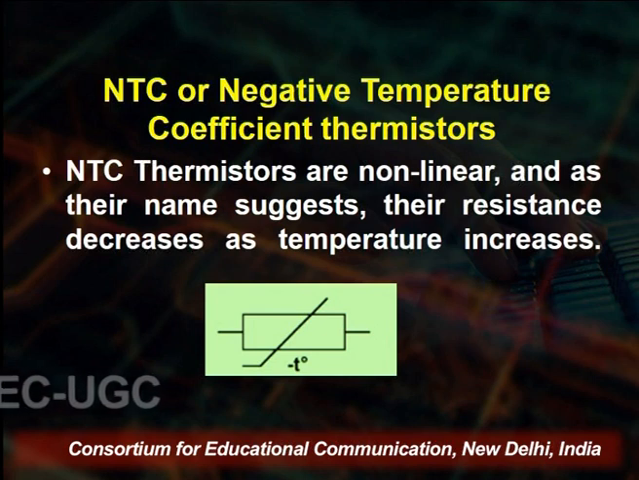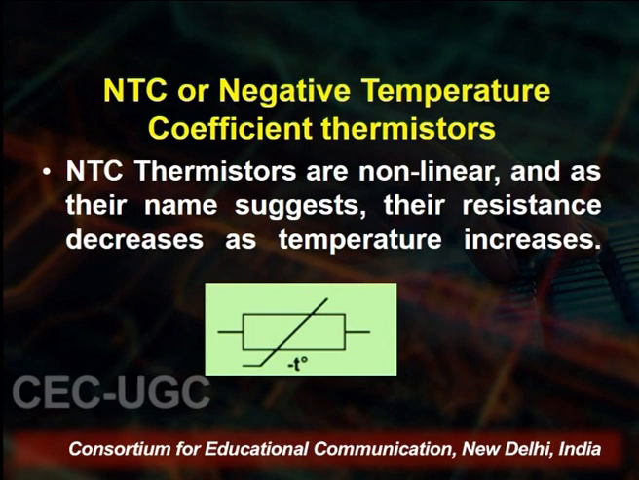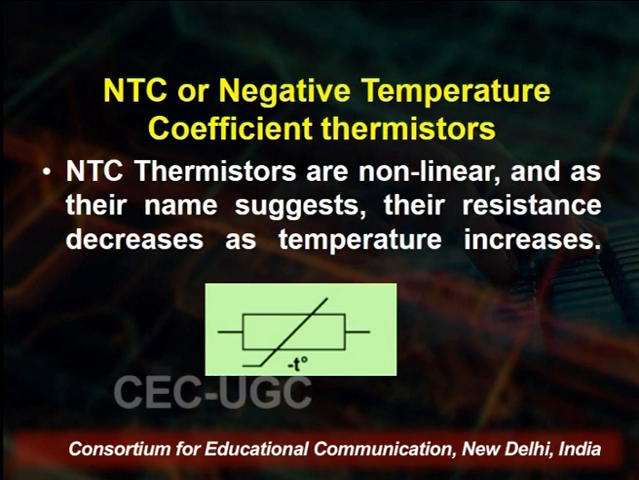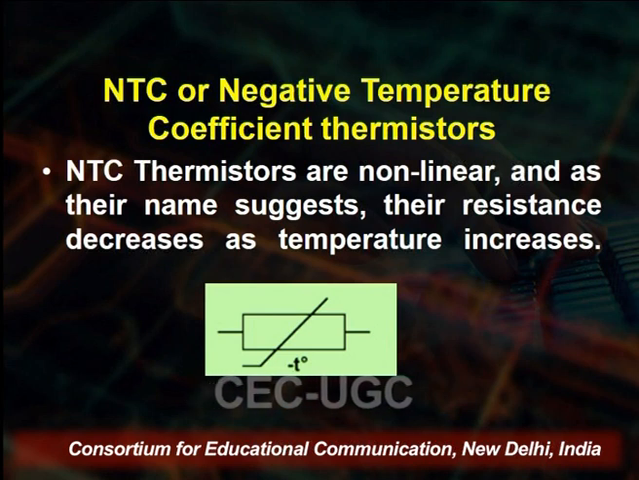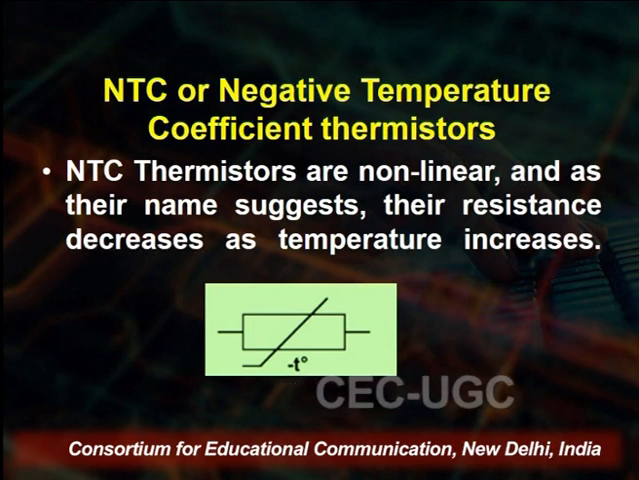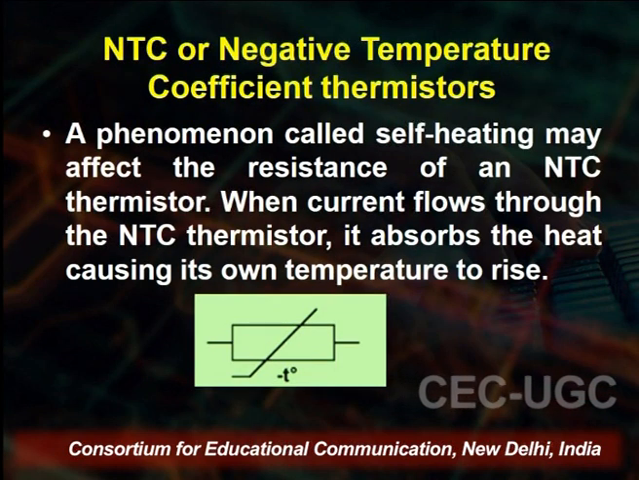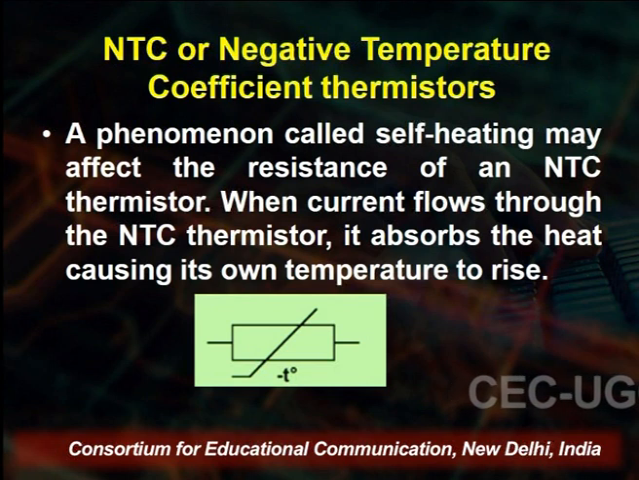First we will discuss the NTC thermistor, that is, the negative temperature coefficient thermistor. As you see in the symbol here, we have the minus T degree. NTC thermistors are non-linear, and as their name suggests, their resistance decreases as the temperature increases. That is why the notation has the minus T degree. A phenomenon called self-heating may affect the resistance of NTC thermistors. When current flows through the NTC thermistor, it absorbs heat, causing its temperature to rise. That is why it gives the temperature changes.